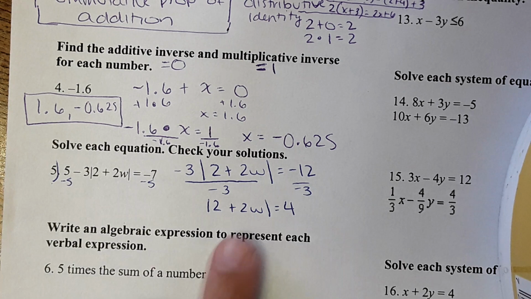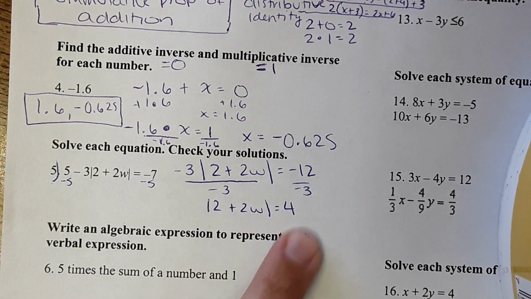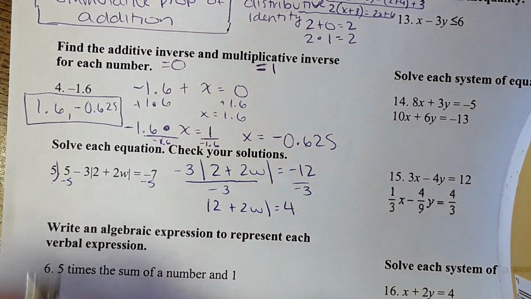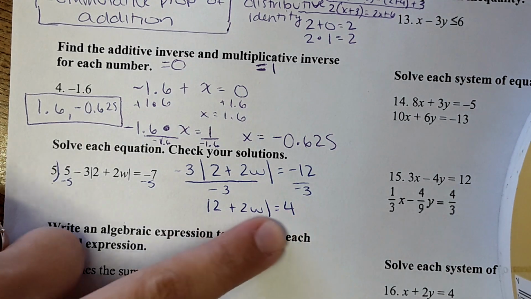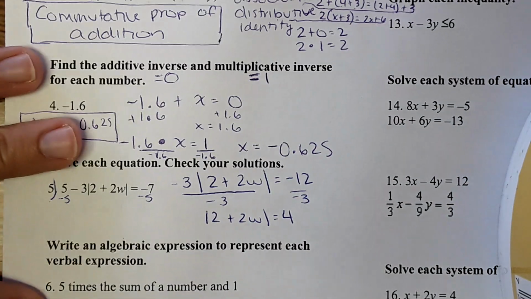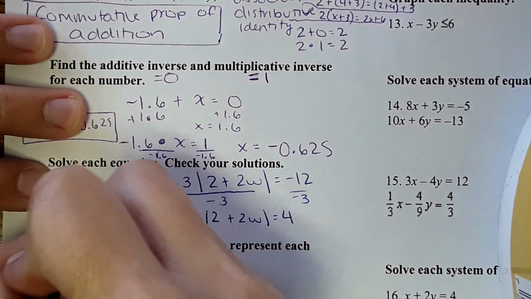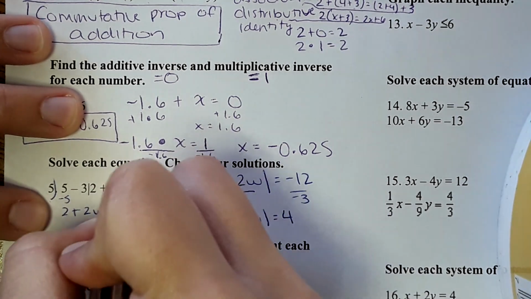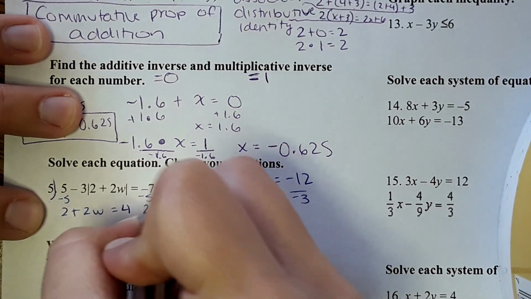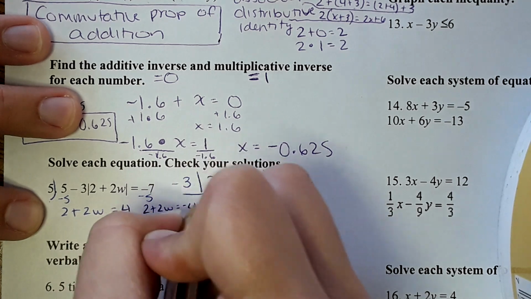Okay, so now I have just the absolute value on one side. What we're going to do is put this equal to a positive 4 and put it equal to a negative 4 and solve it both ways. So I'm going to do 2 plus 2w equals positive 4 and 2 plus 2w equals negative 4.